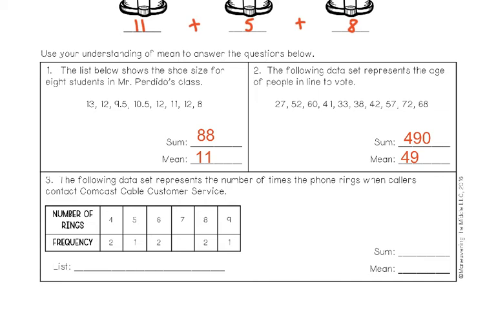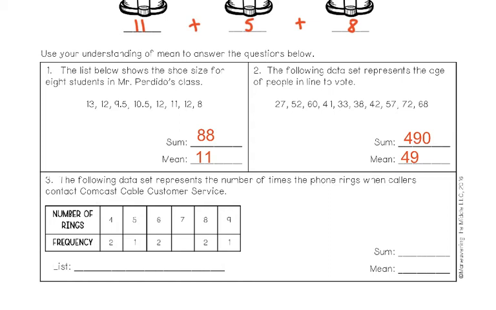Let's look at number 3. It's a little bit different because it's given to you in a frequency table. But we're going to use the same process to solve this. So it says the following data represents the number of times the phone rings when callers contact Comcast Cable Customer Service. So the phone rings 4 times, twice. The phone rings 5 times, 1 time. The phone rings 6 times, 2 times. It doesn't happen 7 times. You catch my drift. Now, when I look at this table, it looks very confusing because there's different numbers. What I want to do is make a list.